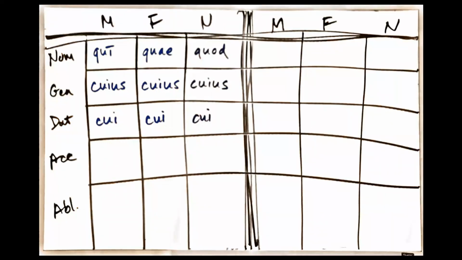Here we are. It's the genitive and the dative, cuius, cuius, cuius, cui, cui, cui. It begins with a C, not a Q. Let's pronounce it. Cuius, cuius, cuius. And you can translate that as whose. And cui, cui, cui is the dative, to whom or for whom.